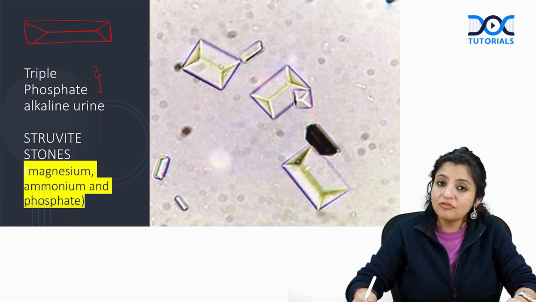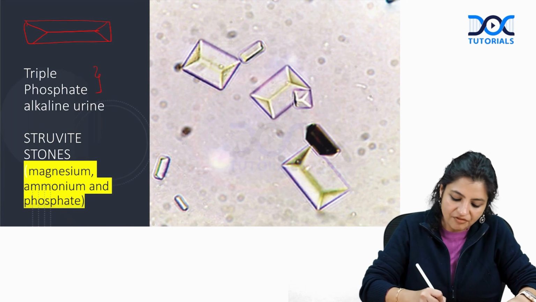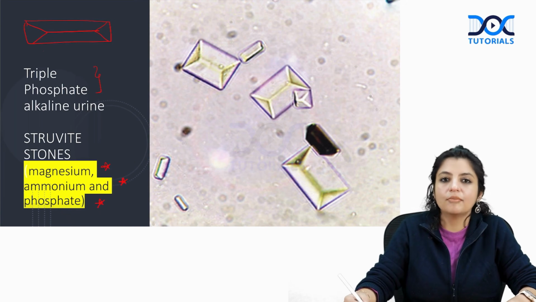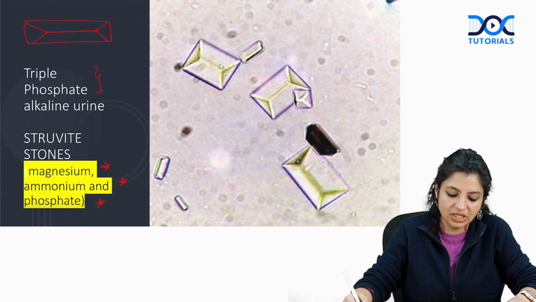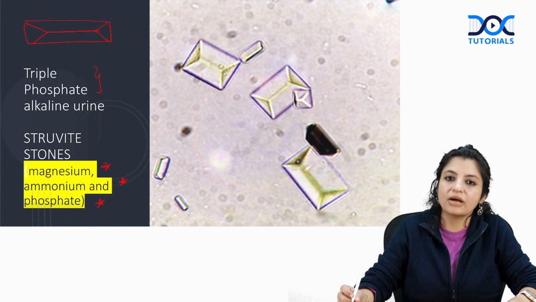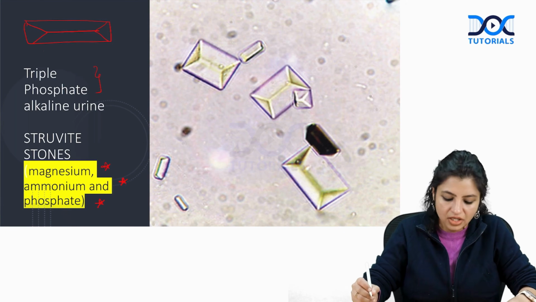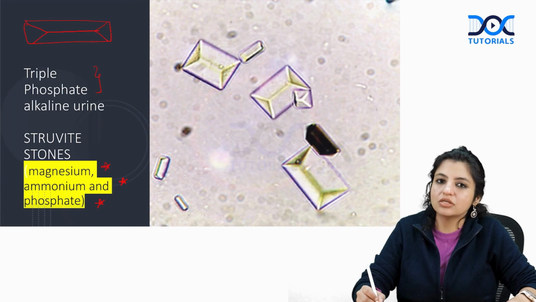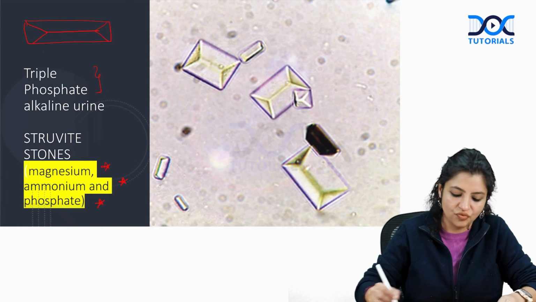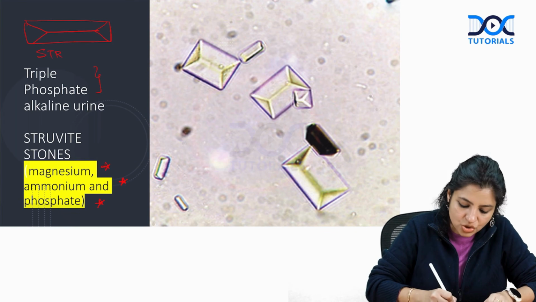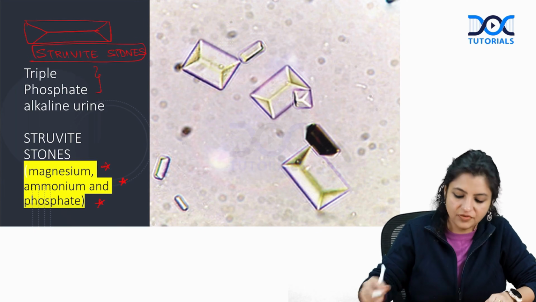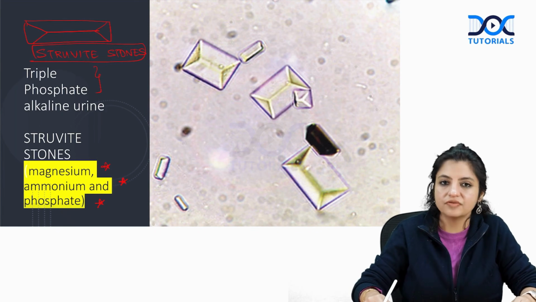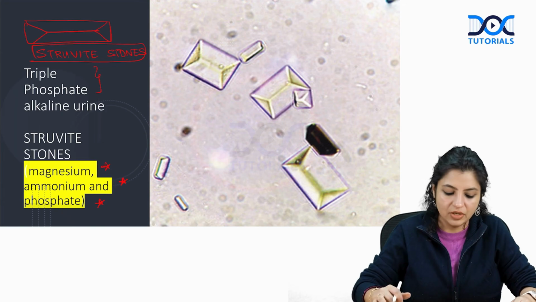And why are they called triple phosphate? Because they have three things in them: magnesium, ammonium and phosphate. These are the three things which you should always remember. That is very important, and these stones are also called true white stones. So these are your triple phosphate crystals which everybody should be super clear with.